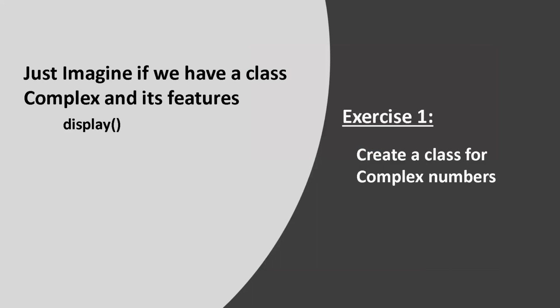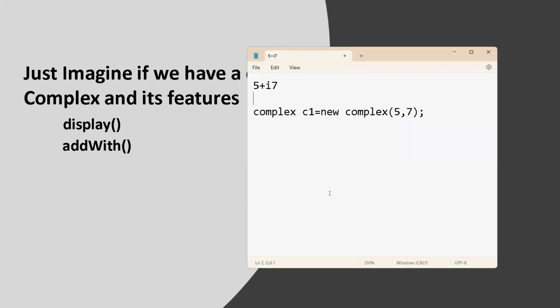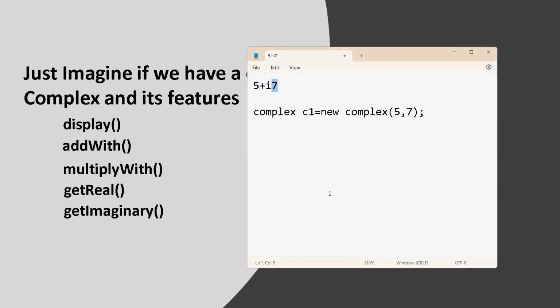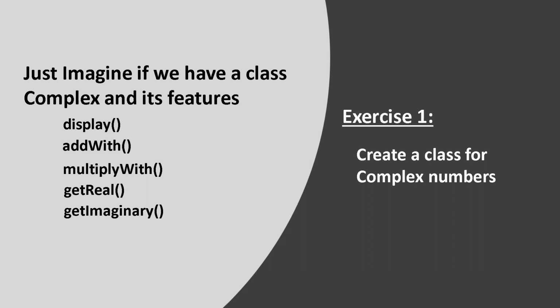It might have a display function, which will display the values like this, so people will think, okay, we are using complex number. You can add 2 complex numbers. You can multiply 2 complex numbers. You can pass the second complex number as an object. You can get the real part, I mean the 5. You can get the imaginary part, that is the 7. So it is something like getX, getY. You can create that. You can compare 2 complex numbers to see if they are equal or not. And I guess that's all.